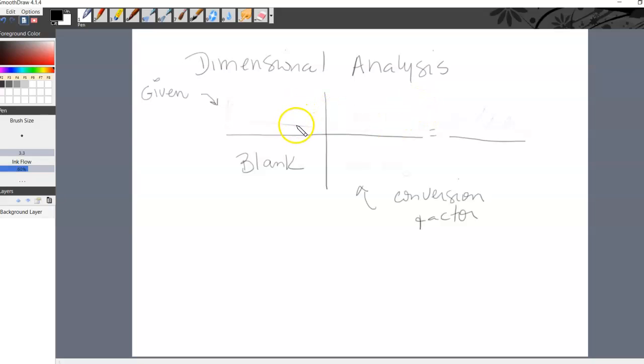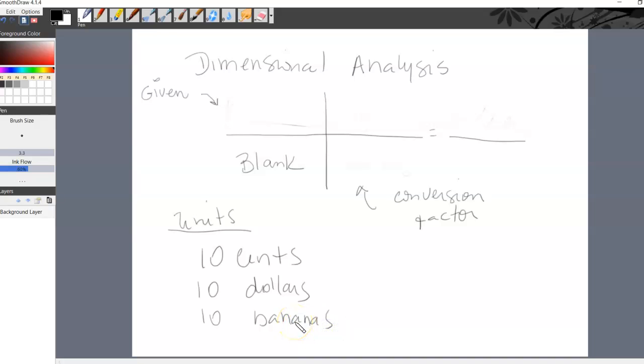So let's go back a little bit and talk about units. Before we continue, I think we need to talk about units. So if I come to you and I say you owe me 10, you don't know what I'm talking about. It could be 10 cents. It could be you owe me $10. It could be you owe me 10 bananas, right? Just from me saying the word 10, it doesn't mean much.